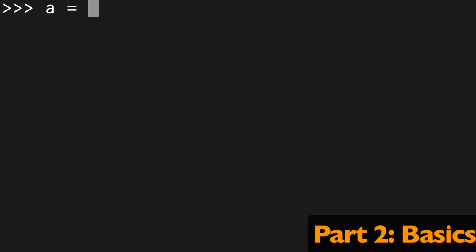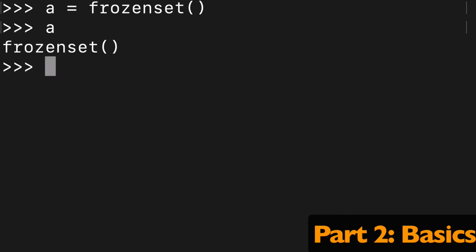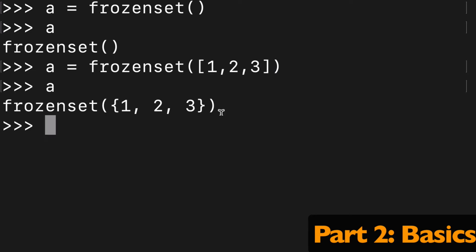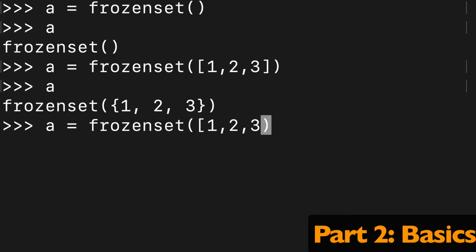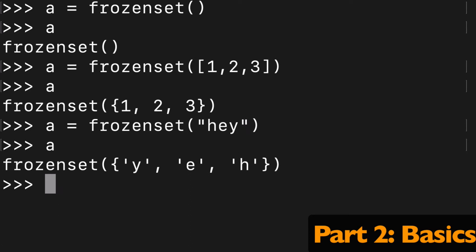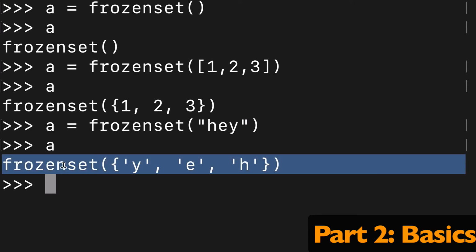So let's start with the basics. Frozenset's arguments are optional, so we can create it just like that, empty. Or if we do want to add arguments, we can do any iterable. So of course we could do a list, 1, 2, 3, or we could do a string, for example. And you'll see that the values have actually changed order. Frozenset is unordered.